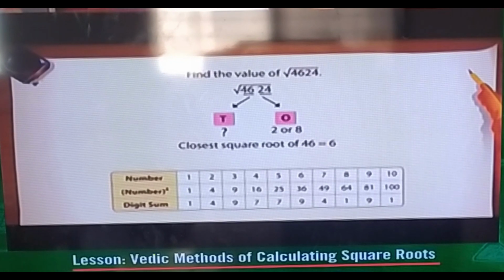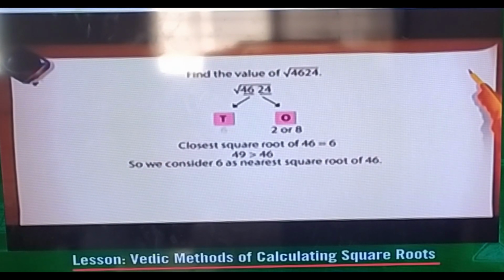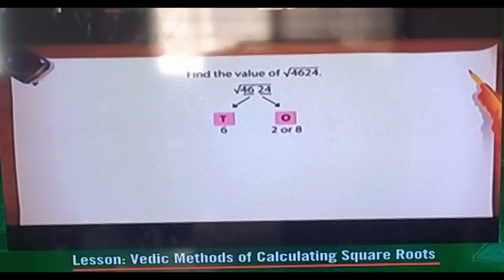The nearest square numbers to 46 are 6 squared and 7 squared. 6 squared is 36 and 7 squared is 49. Since 49 is greater than 46, we take 6 as the closest square root of 46. Therefore, 6 will be in the tens place of the square root. So, is the square root 62 or is it 68?